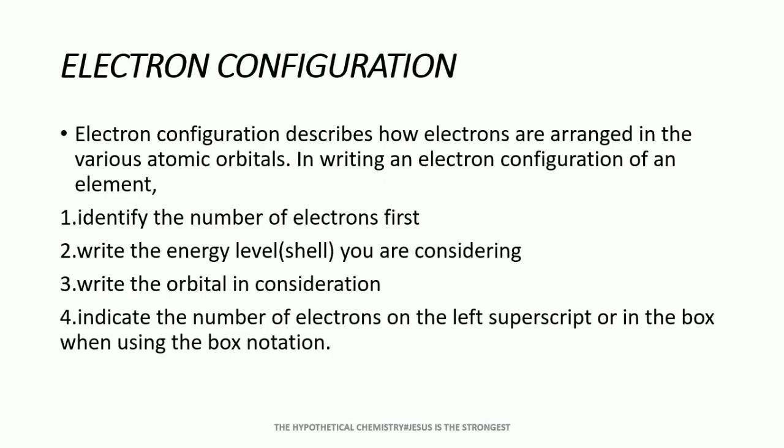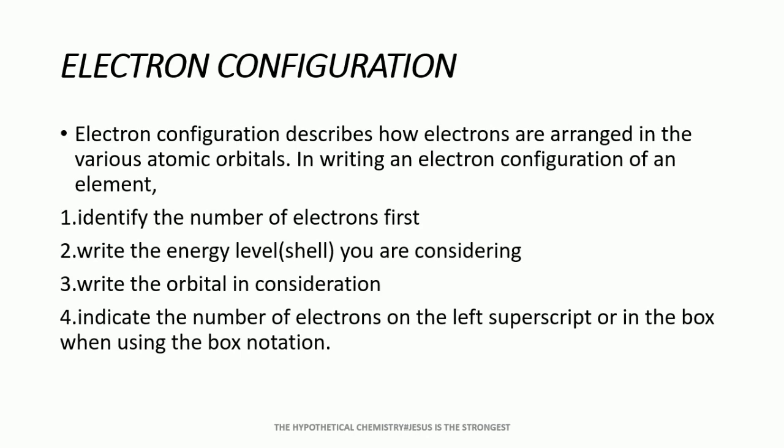Electron configuration describes how electrons are arranged in the various atomic orbitals. We've learned that when we take a given atom, the center is called the nucleus. And around the nucleus, we have shells or energy levels. And within these shells, we do have what is termed as atomic orbitals. And it is inside these atomic orbitals that electrons are located.